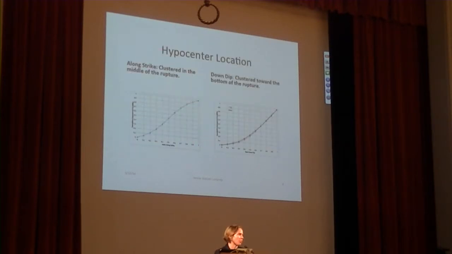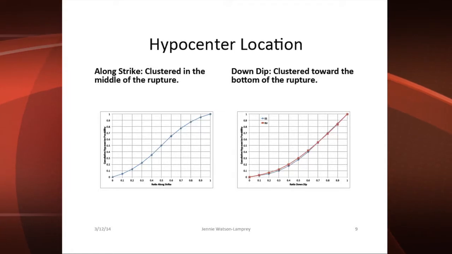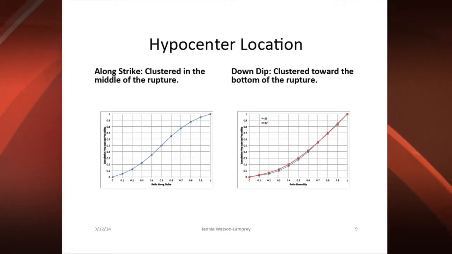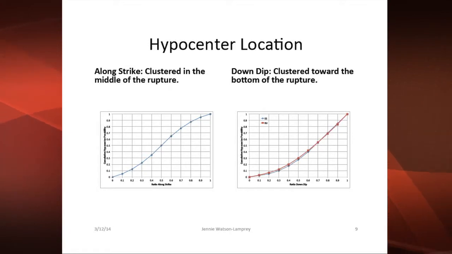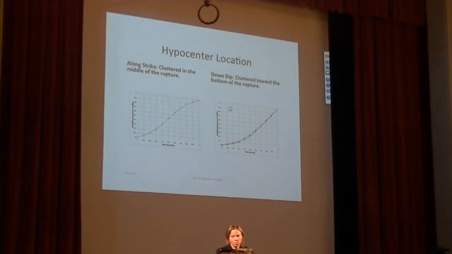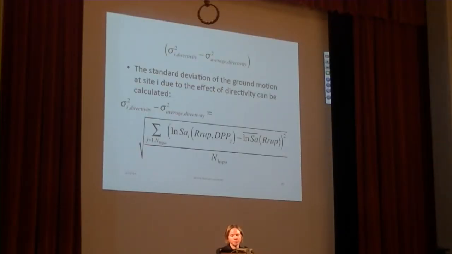In terms of the hypocenter location, the hypocenters along strike are clustered towards the middle of the rupture. And for both the reverse and the strike slip faults, in terms of down dip, they're clustered more towards the bottom of the rupture, about 2/3 of the way down.